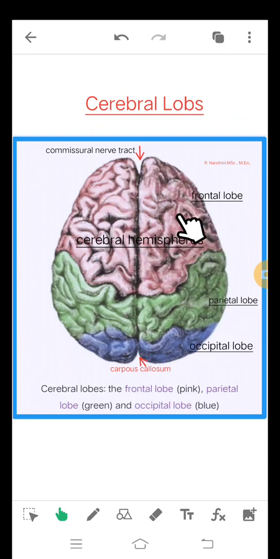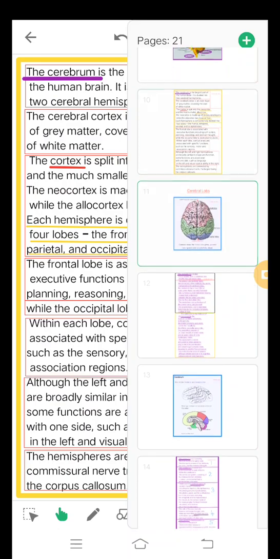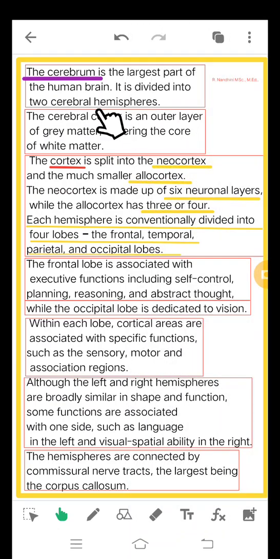So it has lobes. This pink lobe is named the frontal lobe. This green lobe is named the parietal lobe. This blue lobe is the occipital lobe. So see, the cerebrum is divided into two cerebral hemispheres. The cerebral cortex is an outer layer of gray matter covering the core of white matter.